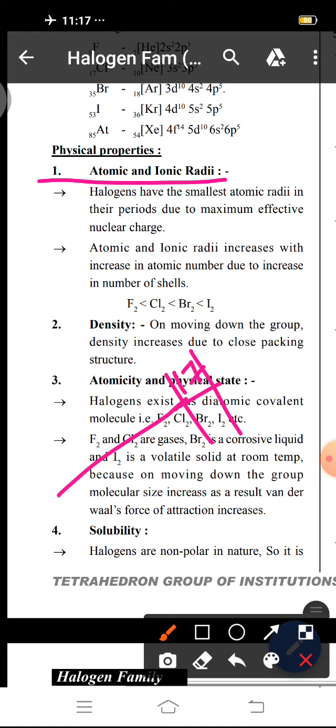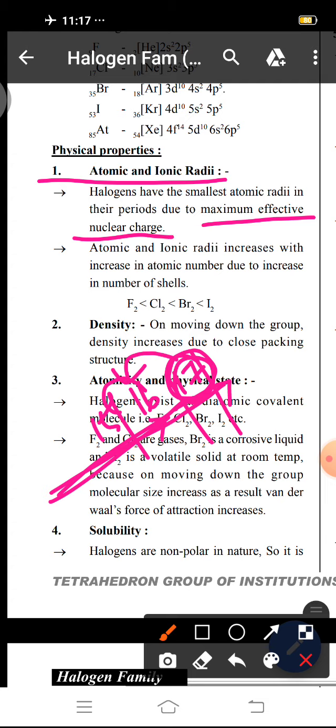We know that on moving across a period, the atomic size decreases due to increase of effective nuclear charge. So group 17 elements have smaller atomic and ionic radii in comparison to other groups in a period, such as groups 16 or 15, due to maximum effective nuclear charge.